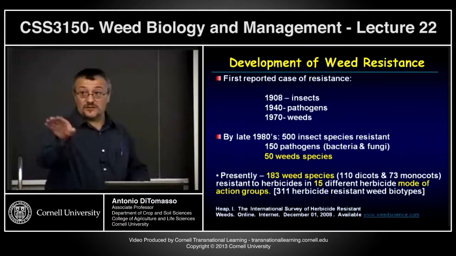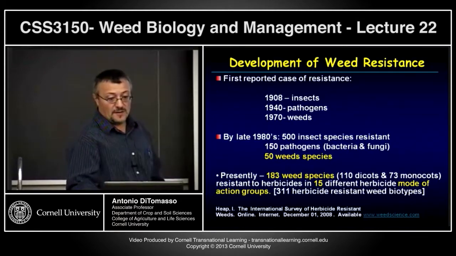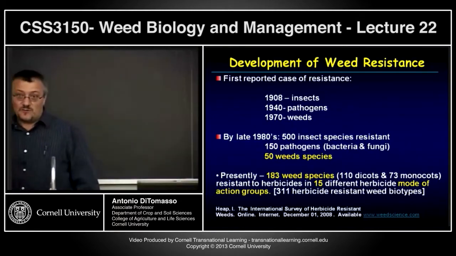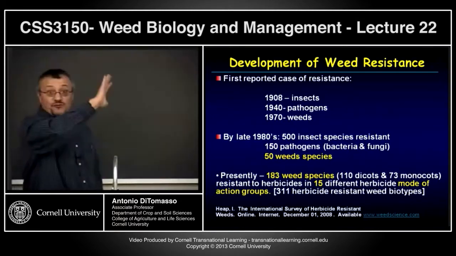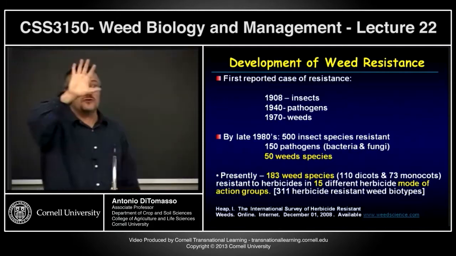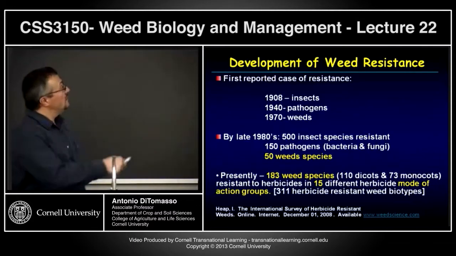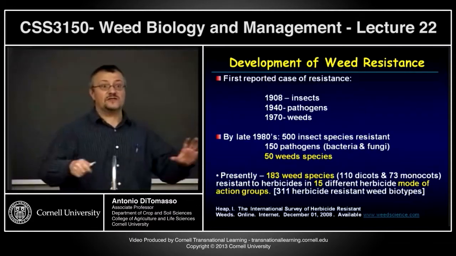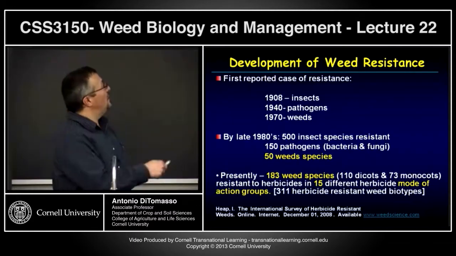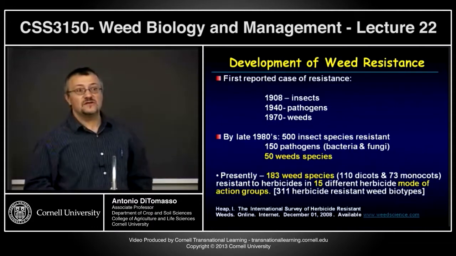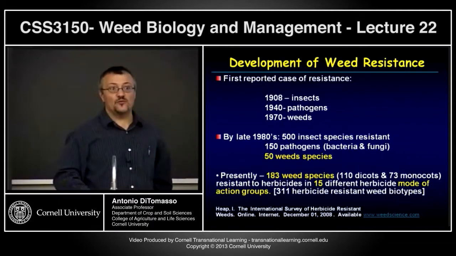So yeah, I'll take you through it and give you some examples. But let me give you a brief history here. First reported cases of resistance, just so you're aware of it. To insecticides, 1908, first case of resistance. 1940 for pathogens. 1970 for weeds.